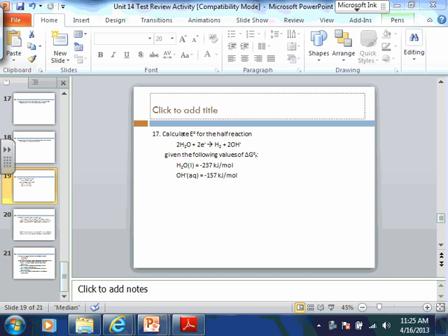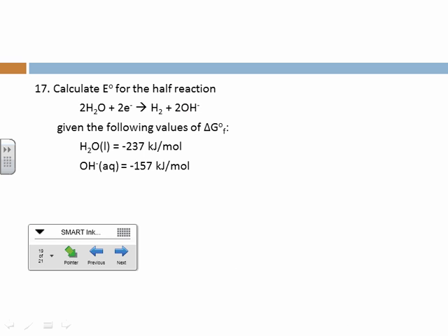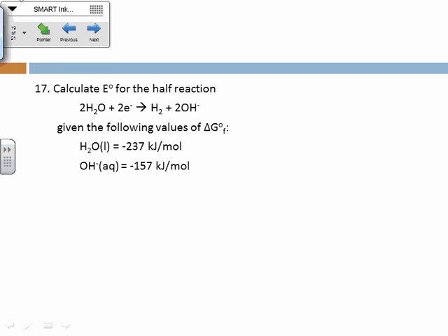Okay. So let's go ahead and talk about this one. So first thing on this one that you should probably notice is that, because we're relating delta G to E, we're going to have to use the equation delta G equals negative nFE0, right? Okay, but before we plug in our delta G for this equation, we actually have to find out what it is, because all we have is some delta G's of formation, okay?